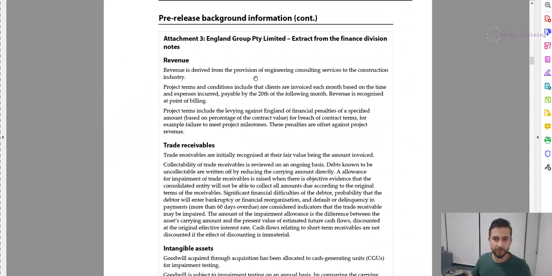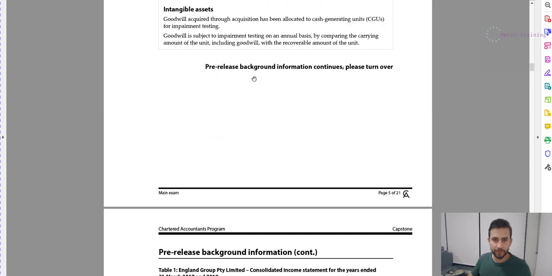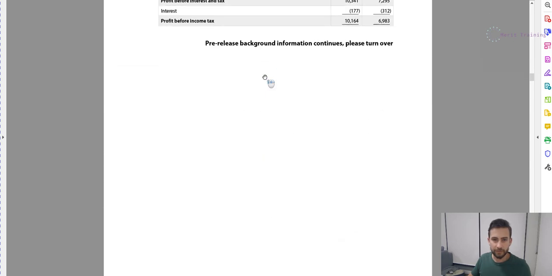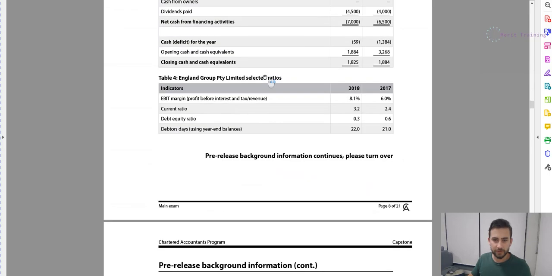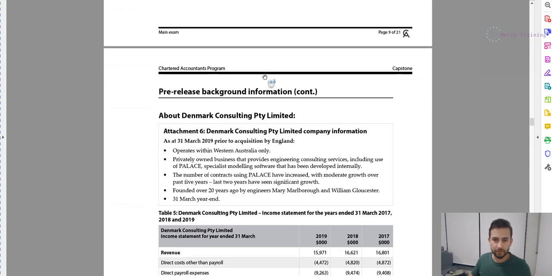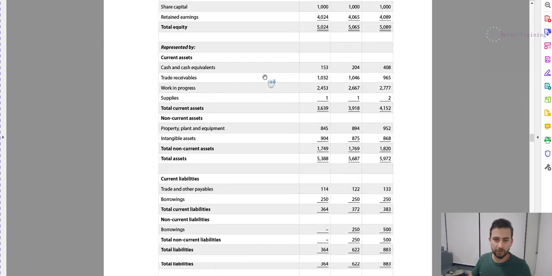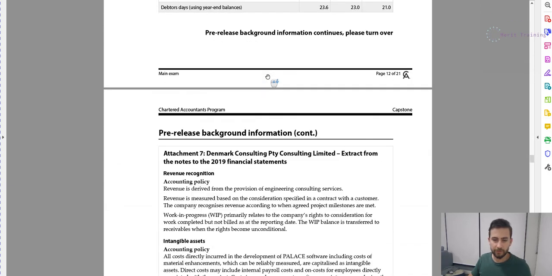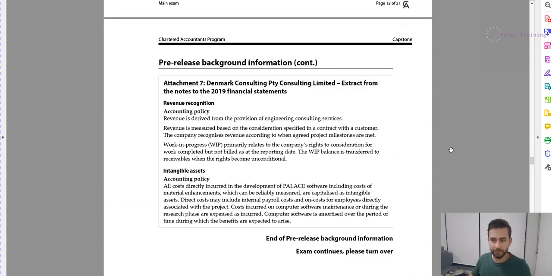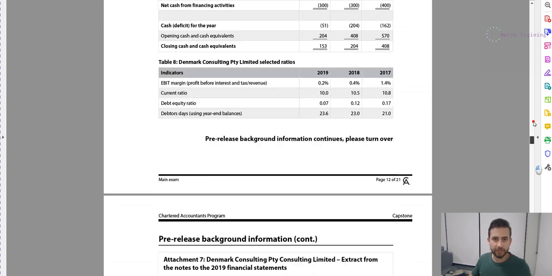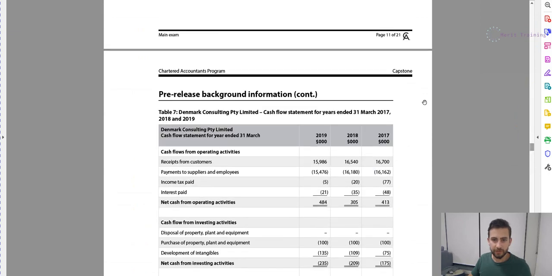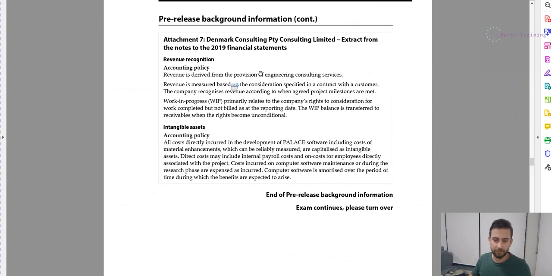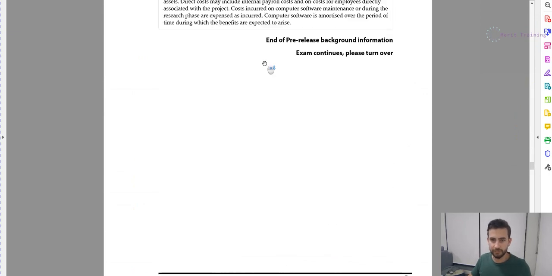So you see how it says pre-released? All of this is pre-release. Still going, pre-release. So there's a lot of pre-release information, right? So we're up to page 13. We started on page 2. So there's roughly 11 pages of pre-release information.